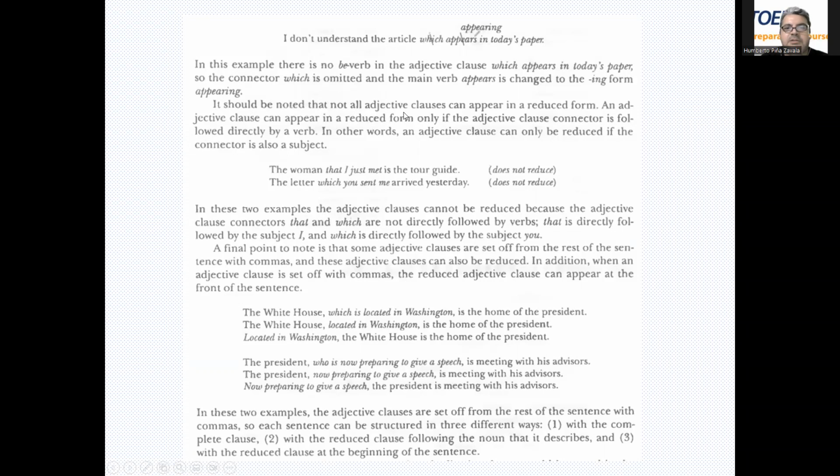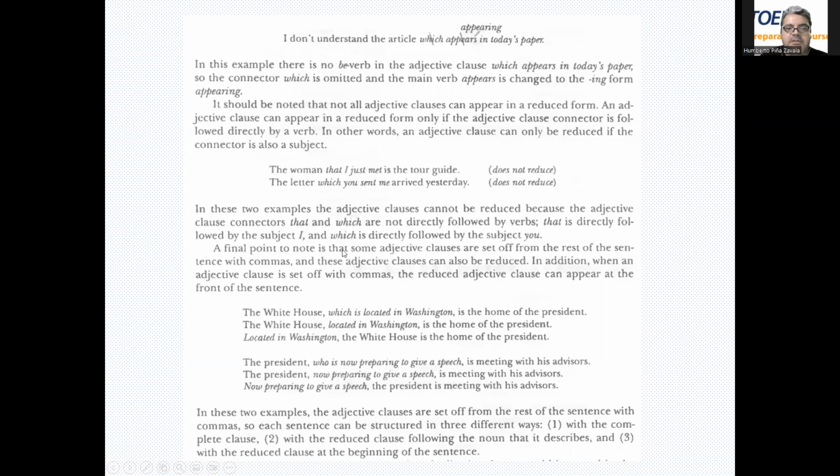It should be noted that not all adjective clauses can appear in a reduced form. An adjective clause can appear in a reduced form only if the adjective clause connector is followed directly by a verb. In other words, an adjective clause can only be reduced if the connector is also a subject. For example: the woman that I just met is the tour guide. Here, there's no reduction. The letter which you sent me arrived yesterday. It does not reduce either. In these two examples, the adjective clause cannot be reduced because the connectors that and which are not directly followed by verbs. That is directly followed by the subject I, and which is directly followed by the subject you.